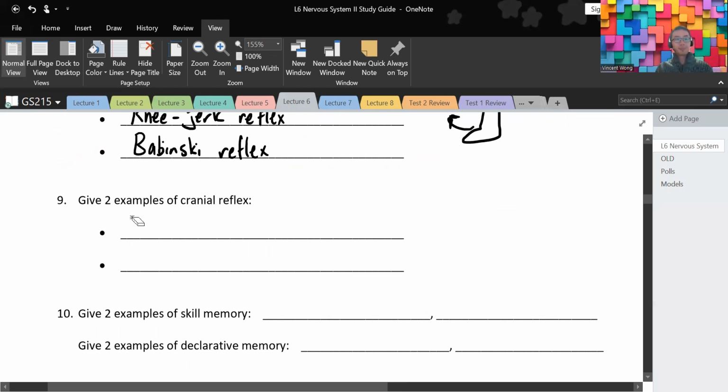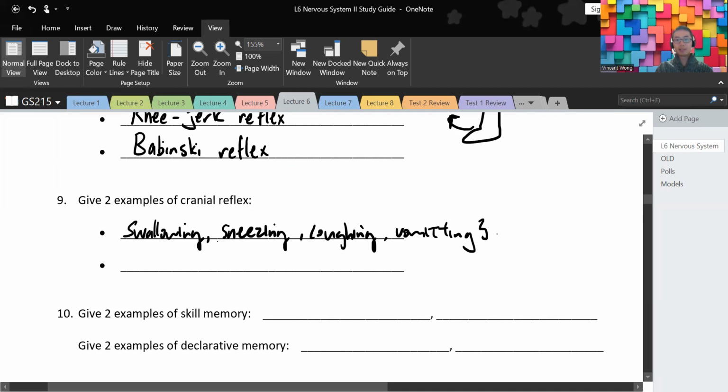Example number 2. Question number 9. Give 2 examples of cranial reflex. These are things that involve the brain. A lot of things like swallowing, sneezing, coughing. I know he's just asking for 2 examples. Vomiting. The reason I'm writing all these down is because these are actually all carried out by the medulla oblongata. So all these things are reflexes that involve the medulla oblongata.